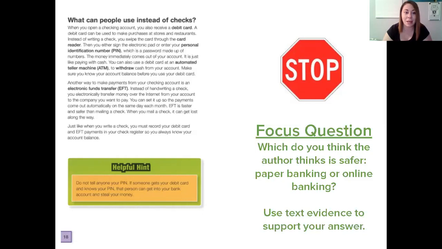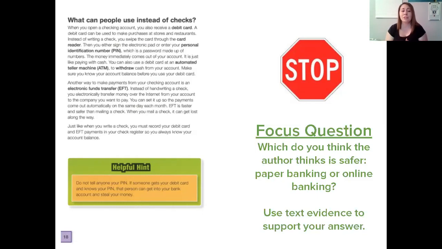Another way to make payments from your checking account is an electronic funds transfer, EFT. Instead of handwriting a check, you electronically transfer money over the internet from your account to the company you want to pay. You can set it up so the payments come out automatically on the same day each month. EFT is faster and safer than mailing a check. When you mail a check, it can get lost along the way, and that's true. Okay, just like when you write a check, you must record your debit card and EFT payments in your check register so you always know your account balance.